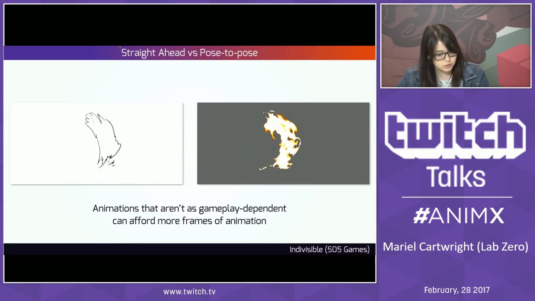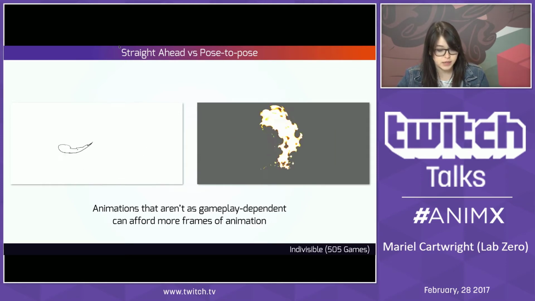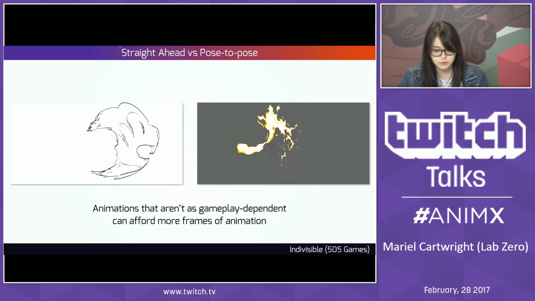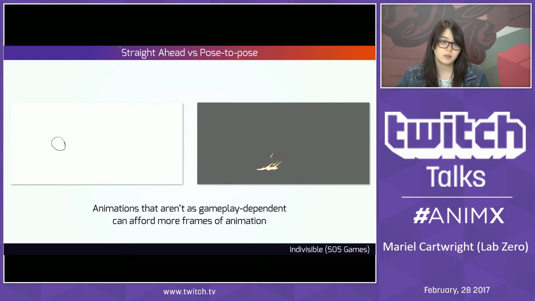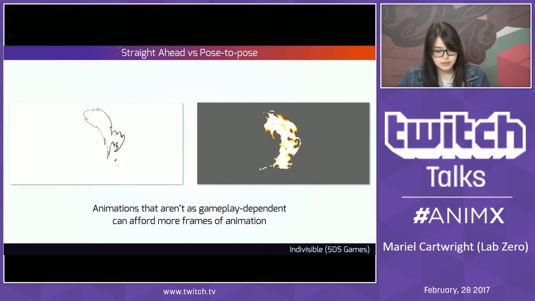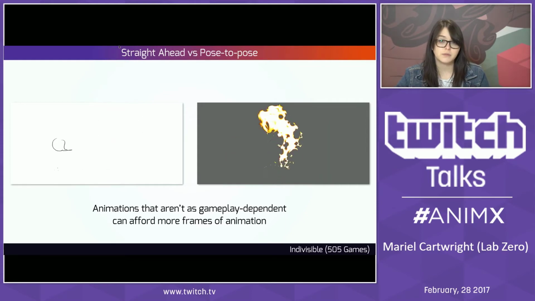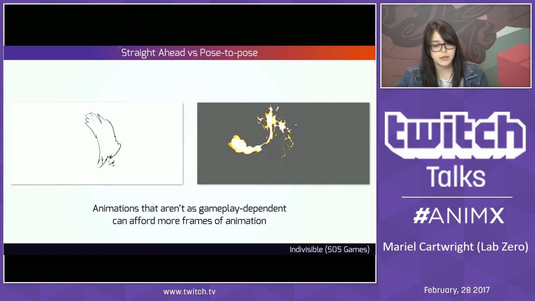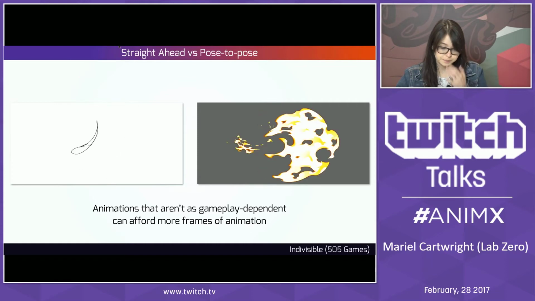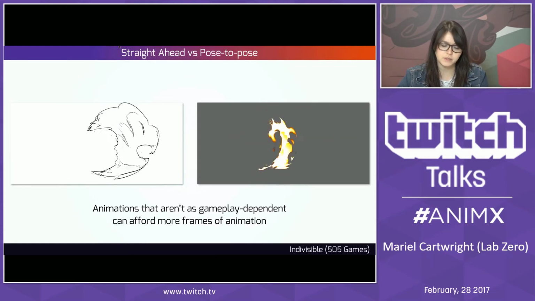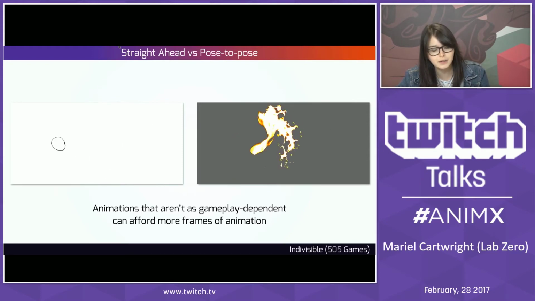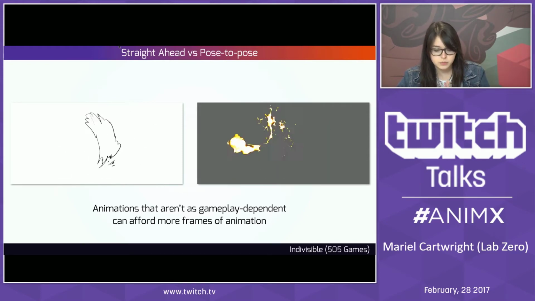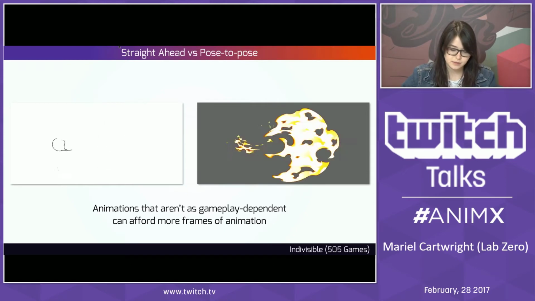On things that don't need to be animated or timed to the gameplay though, like a dust effect after a character lands from a jump, or anything like that, you can animate straight ahead. Again, things like effects that lend themselves to being very organic and free-flowing benefit from being animated straight ahead. And I actually find it very difficult to animate effects pose to pose because effects kind of just happen in a way, but I'm also really bad at animating effects.